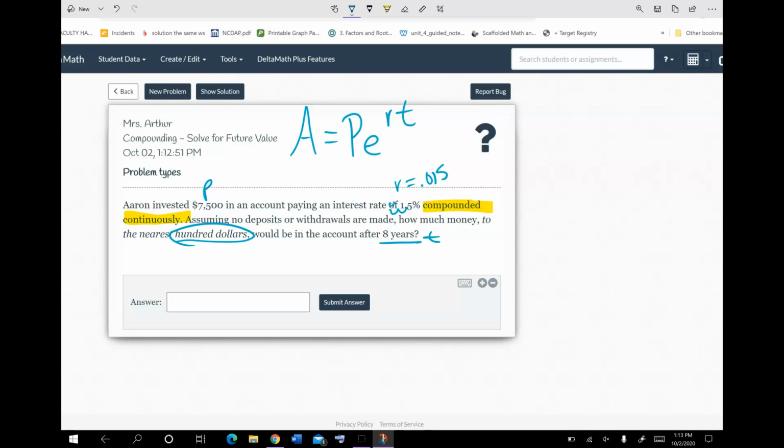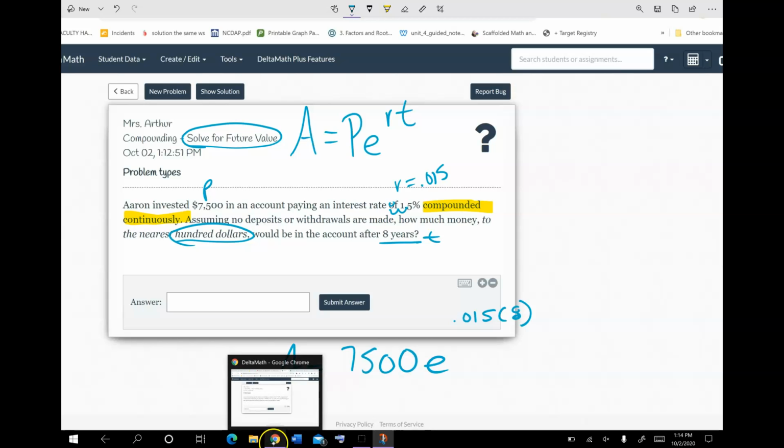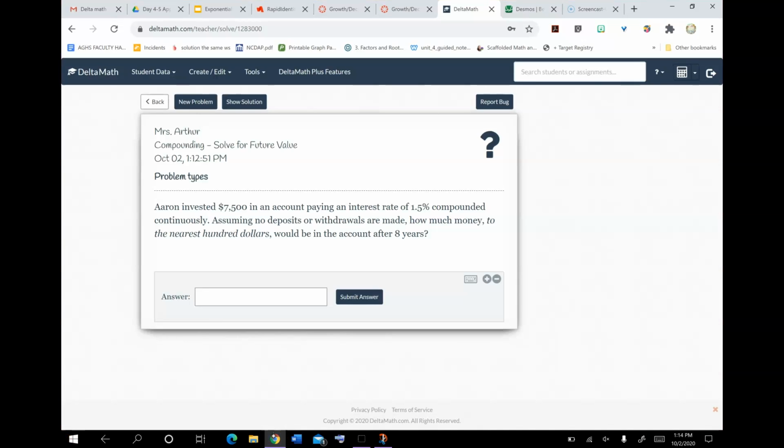So plug in what we know. We don't know our A, so it's going to be A equals 7,500 times, I'm going to run out of room over here. Let's come over here. A equals 7,500 E to the 0.015 times 8. Okay, so I'm going to type this all into Desmos. When you're solving for your future value, you just type it straight into Desmos and it'll give you your answer.